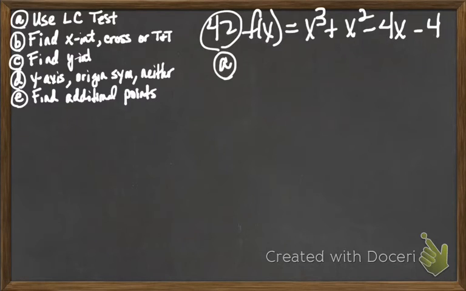+1. So if the degree is odd, the ends go in opposite directions, and the leading coefficient is positive, that means the right-hand side is going to go up and the left-hand side is going to go down. And I just do arrows right there. You can write the left falls and the right rises. You can just draw your arrows. It doesn't matter, but we need to know when we get finished with this graph, the right-hand side must go up and the left-hand side must go down.